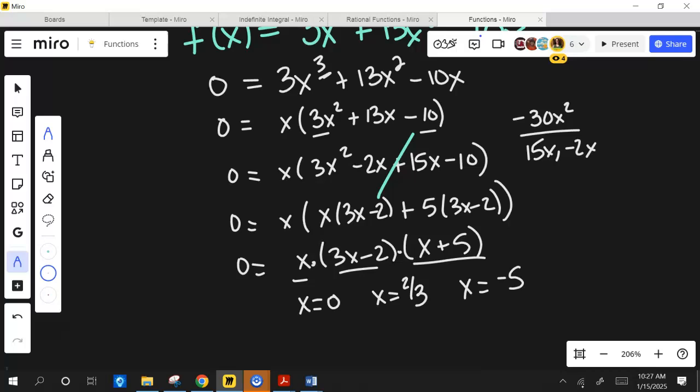Now, why did we get a negative 5? Because you changed the sign. Why did we get x equals 0? Because that doesn't have anything.